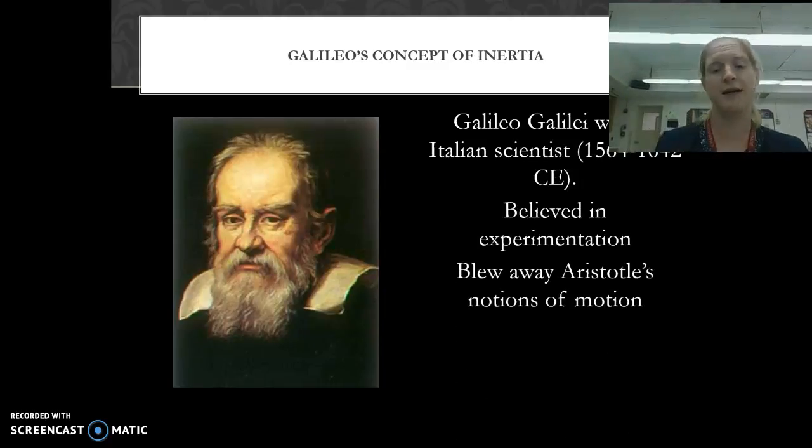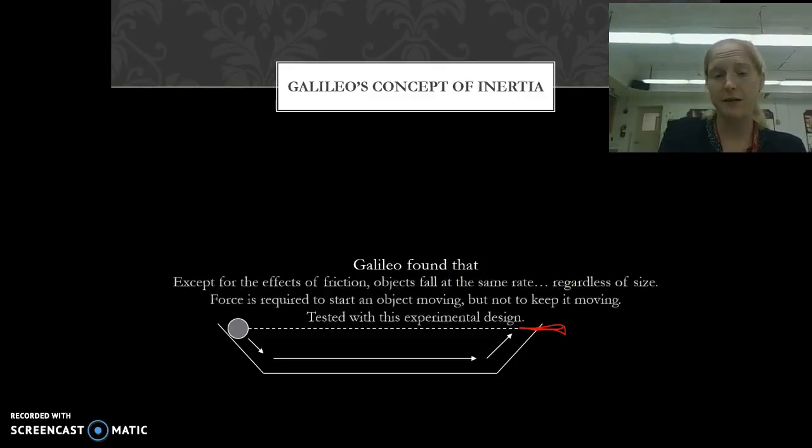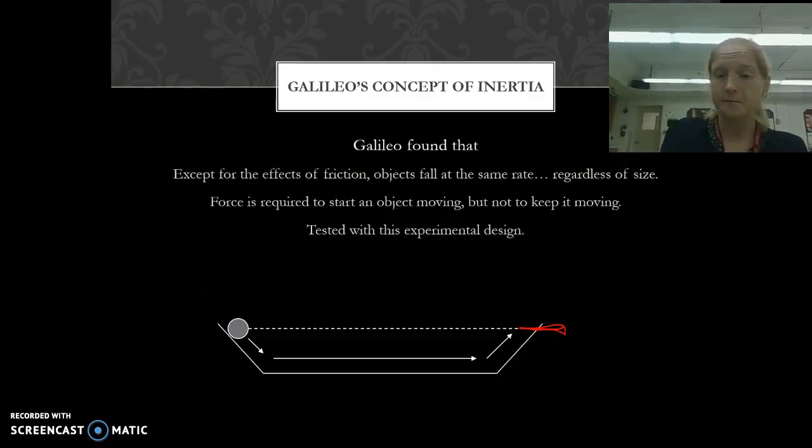So he blew away Aristotle's notion of motion. He was like, dude, if I release this ball, it'll reach the same point over on this side if it's in like a round, like a pie pan. I don't know what he actually did this in. But he rolled the ball from one end to the other and realized that it will stop at equal places. It will keep its momentum back and forth, especially if there's no friction. This thing will just keep going back and forth and back and forth.